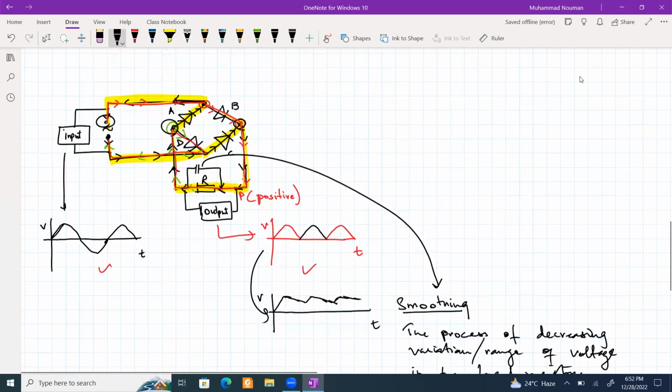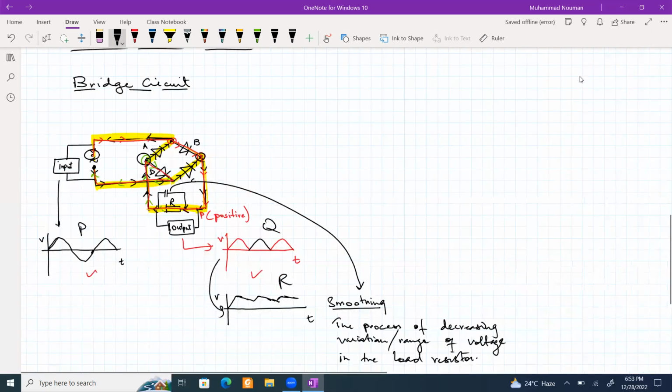तो अगर मैं कहूँ this is going to be P, this is going to be Q, this is going to be R. P is an input voltage, Q is going to be rectified, full wave rectified voltage, and R is going to be rectified and a smoothed voltage. Okay, so ये हमारे पास इसका पूरा complete process हो गया. I hope you understand that, right?